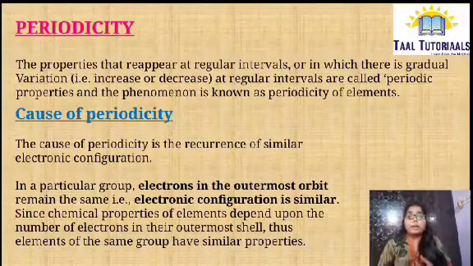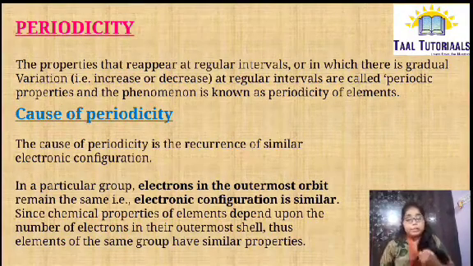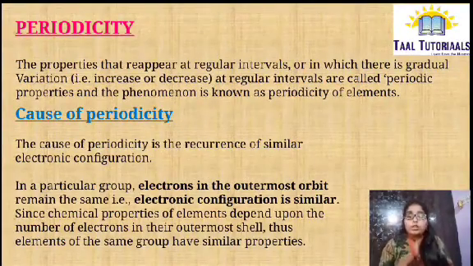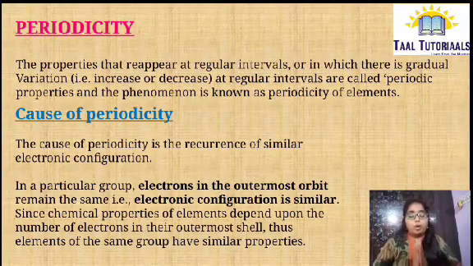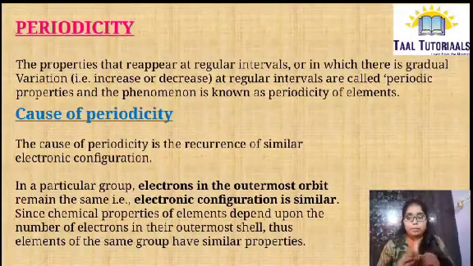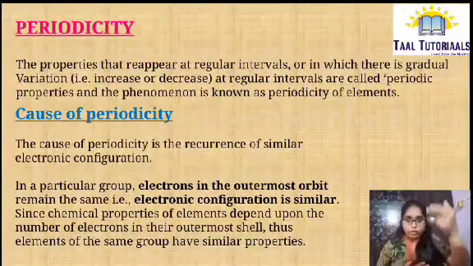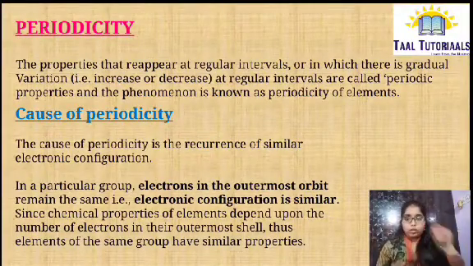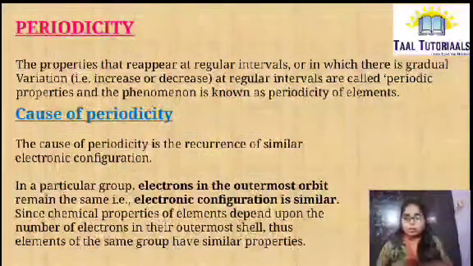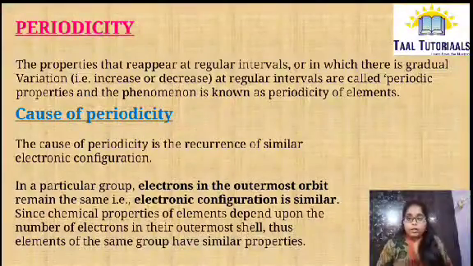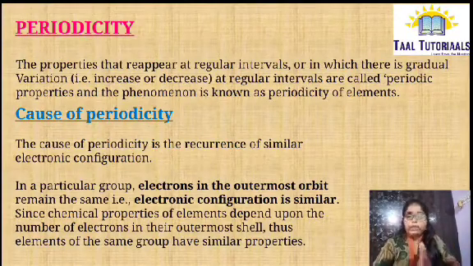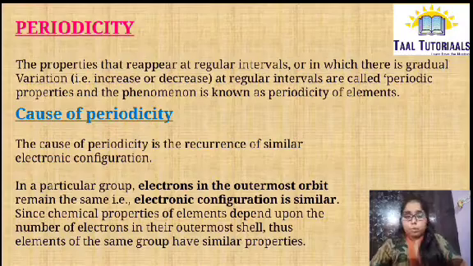Now, since the chemical properties of elements depend upon the outermost electronic shell, elements of the same group have the same properties. Why do elements of the same group have the same properties? Because the electronic configuration of that group will be the same. Why? Because the outermost shell electrons in that group are the same, and the chemical properties of the elements depend upon the outermost shell. So that particular group has similar properties.